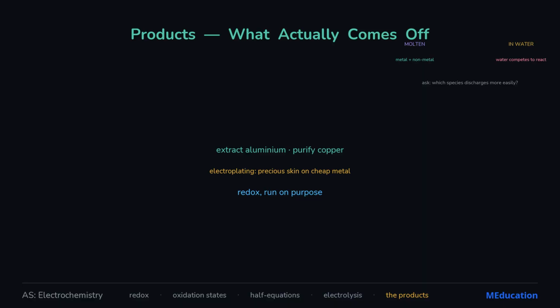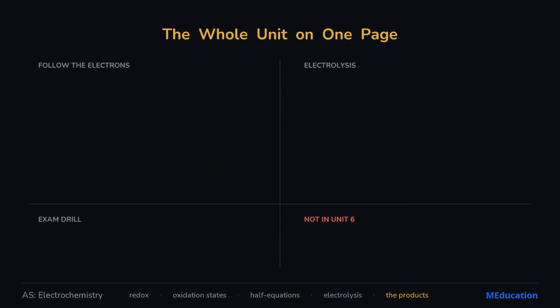And there's a payoff beyond the exam. Electrolysis is how we extract reactive metals like aluminium, purify copper, and electroplate cheap metal with a precious skin. The same electron transfer that rusts a nail, run deliberately and in reverse, builds the modern world. Follow the electrons and it all connects.